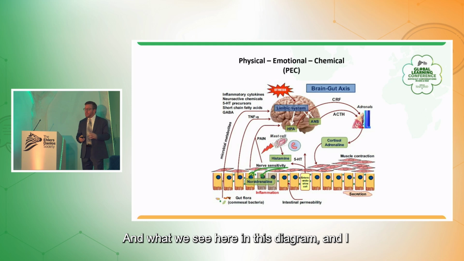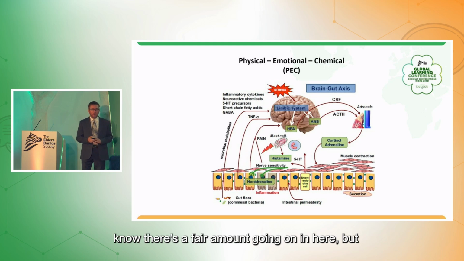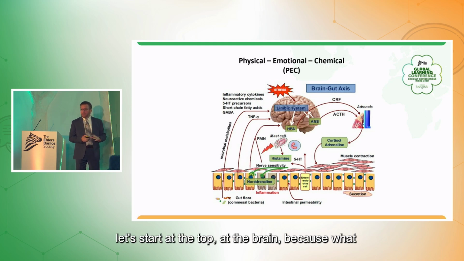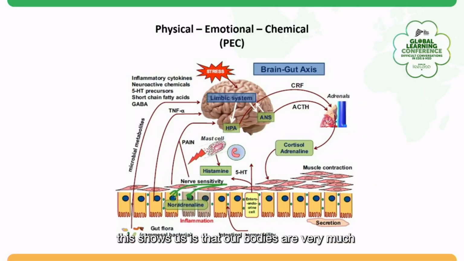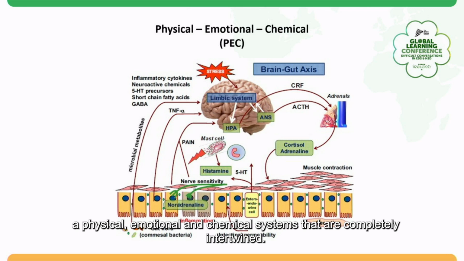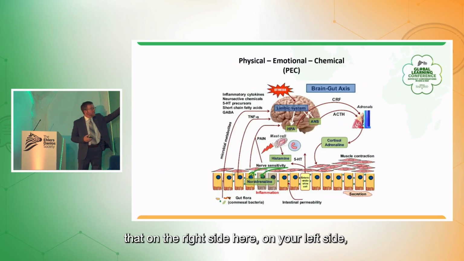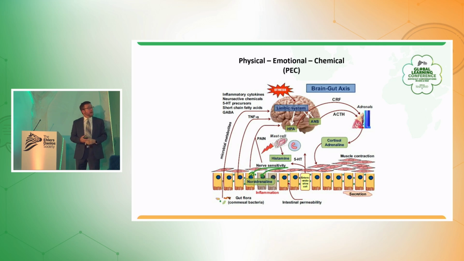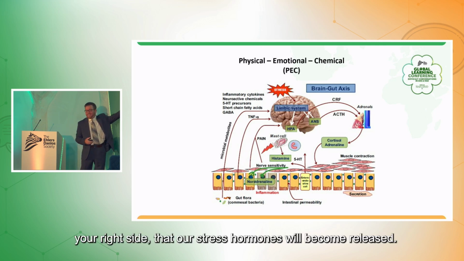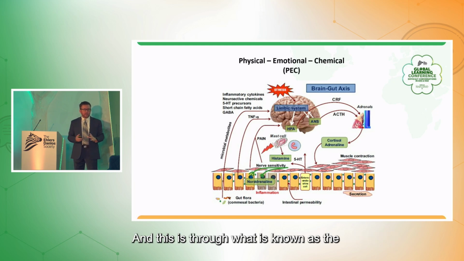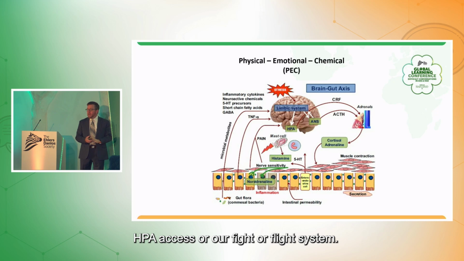And what we see here in this diagram, and I know there's a fair amount going on in here, but let's start at the top, at the brain. Because what this shows us is that our bodies are very much physical, emotional, and chemical systems that are completely intertwined. And so if we become stressed, what we see is that on the right side here, on your left side, your right side, our stress hormones will become released. And this is through what is known as the HPA axis, or our fight or flight system.